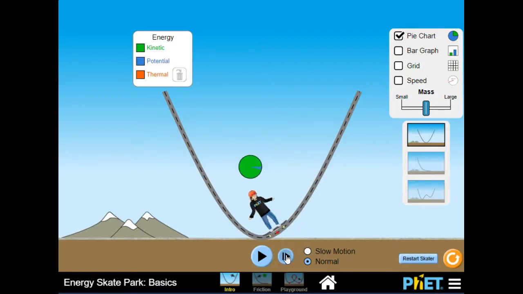What happens is the skater starts going back up the other side. Well, the kinetic energy disappears as the skater slows down. And the further the skater gets from the ground, the potential energy increases again, until the skater gets to the top, at which time, once again, we're going to go back to having a solid blue circle here because all the skater has is potential energy.